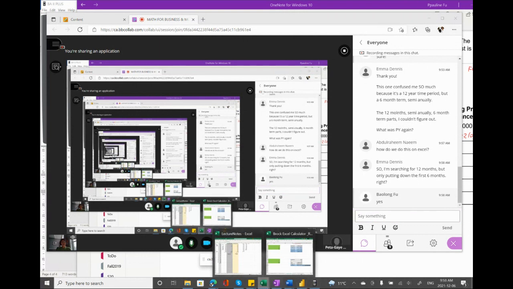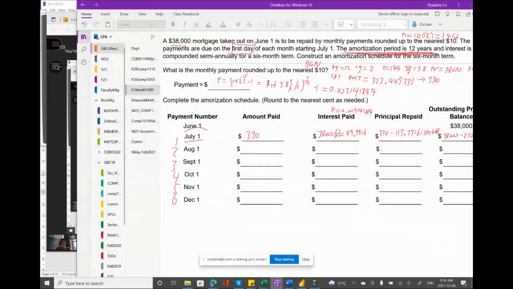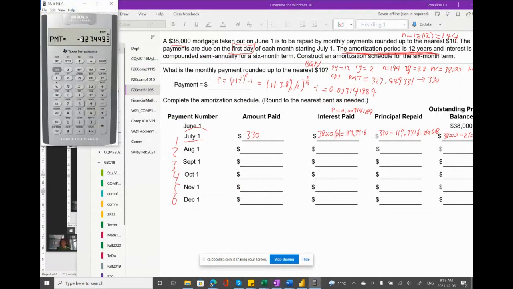So right now we haven't done anything. We just did the monthly payment, PMT. That's it. My calculator shows $326.27. But the question asks you to round to the nearest tens. So you should get $330.